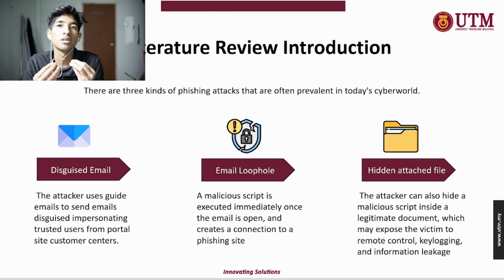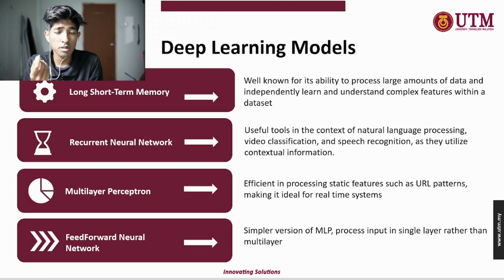It's almost like zero data. The third one is called hidden attached file, where you download a file from an email that you got, and then that file can somehow be a backdoor to the threat actor, or they can install a keylogger without you knowing on your computer, of course.